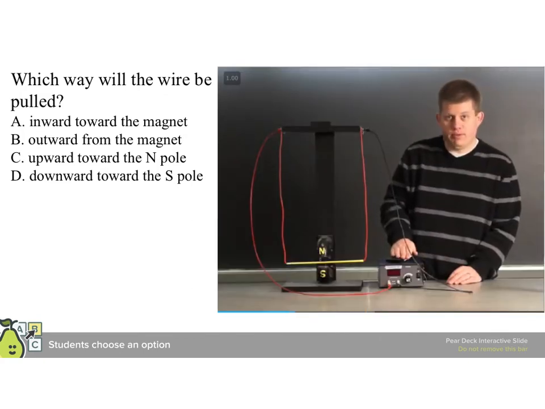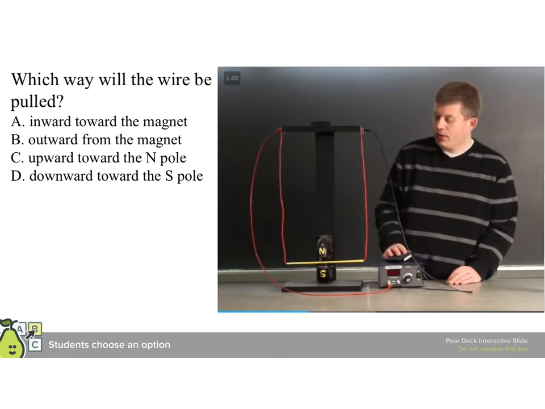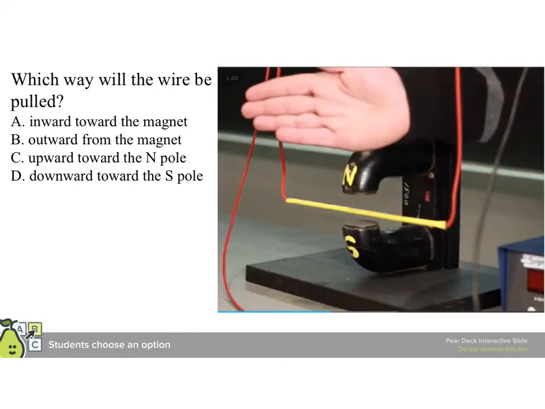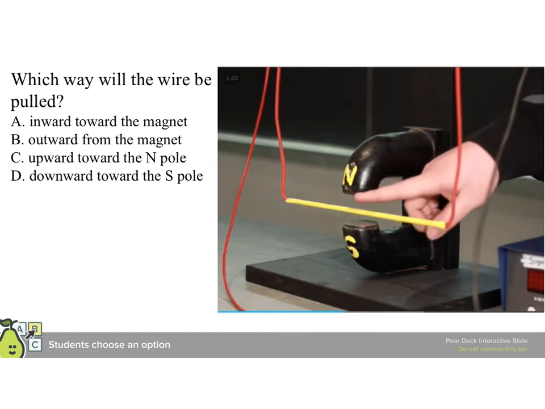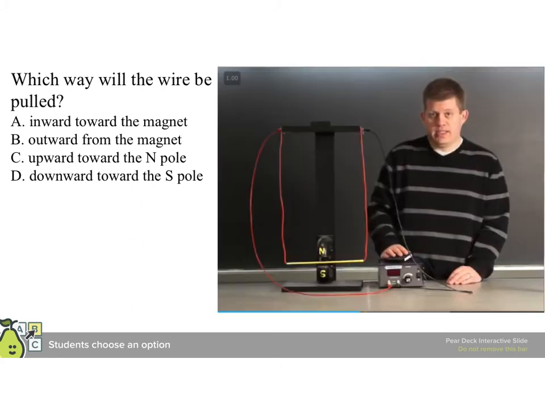back to the power supply. So the current will be flowing along the wire this way. Question is, when I close the switch, which way will the wire move? Will the wire move out, away from me? Will it move back towards me? Will it be attracted to the North Pole? Will it be attracted to the South Pole? Or will it stay in place?